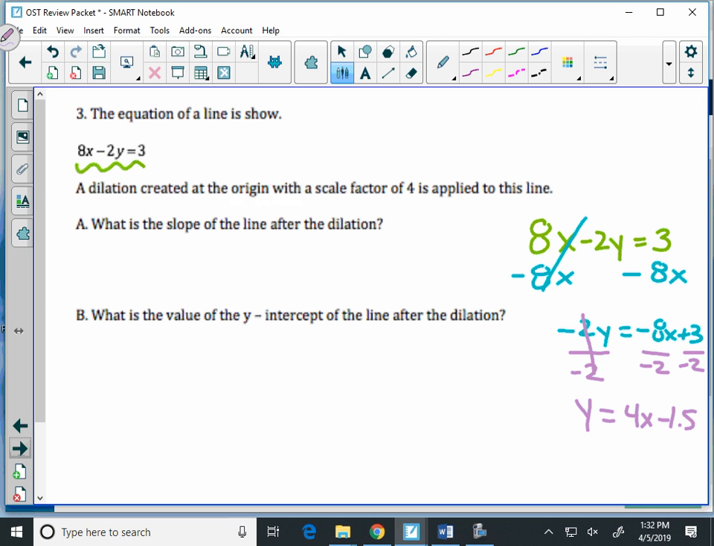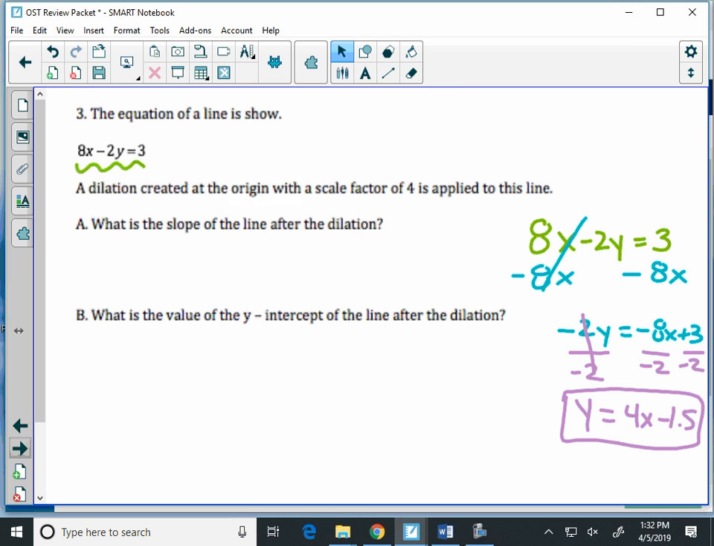When it's a nice decimal, write it as 1.5. If you've got something like 0.3 repeating or 0.6 repeating, leave it as a fraction. If it's like 1.5 or 2.75, something like that, write it as a decimal if you want to. So this is the equation of our original line, our pre-image.